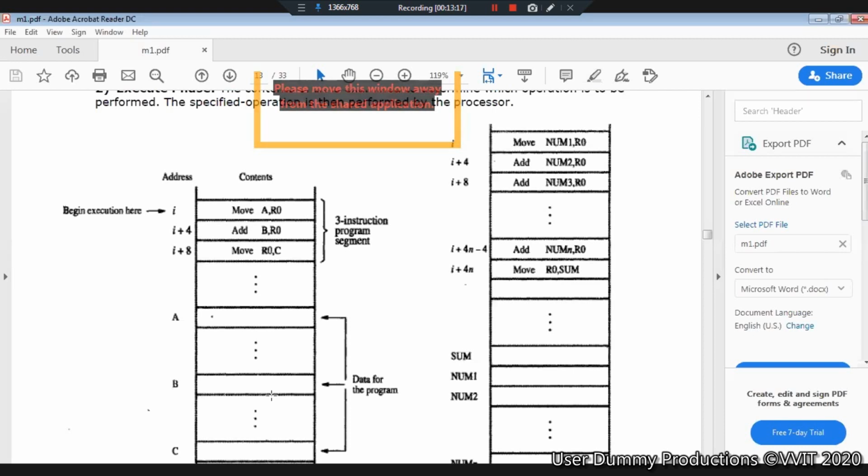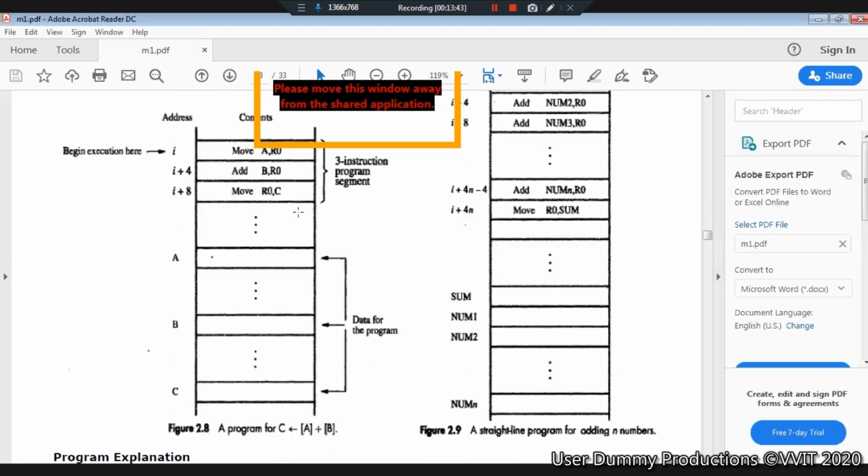Suppose the first instruction is at 1000. The next instruction will be at 1004 only. In other sequencing, the first instruction is at 1000 and another instruction can be at 2000, so we cannot tell where the next instruction will be. Here, in an ordered way, the first instruction is 1000, the second is 1000 plus 4, the third is 1000 plus 8. Like this, in order, it goes in straight line sequencing.